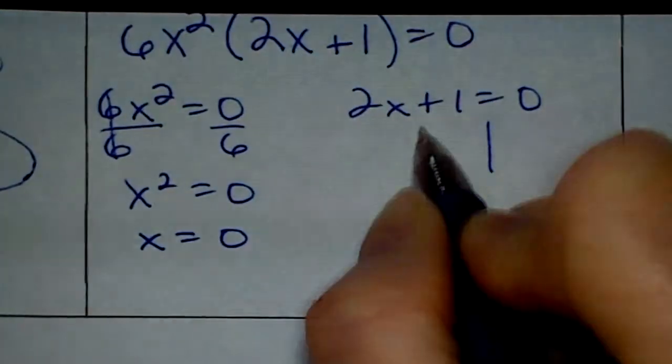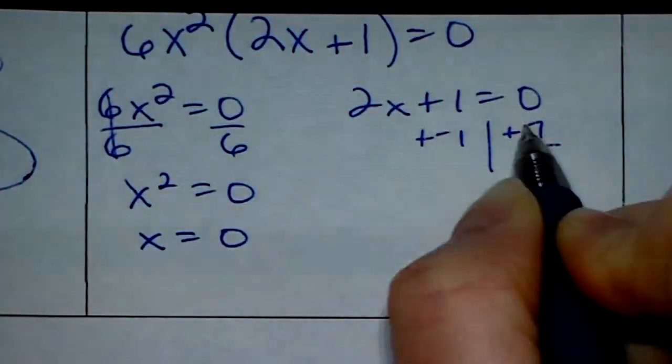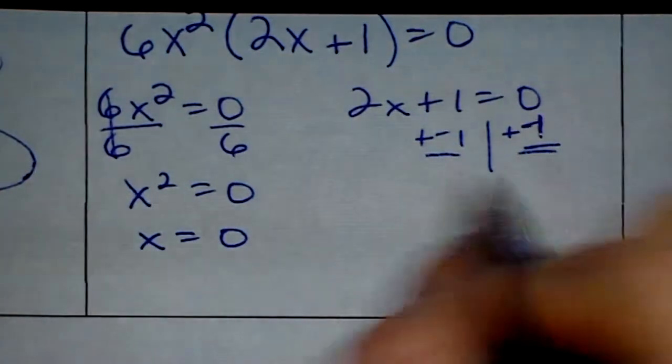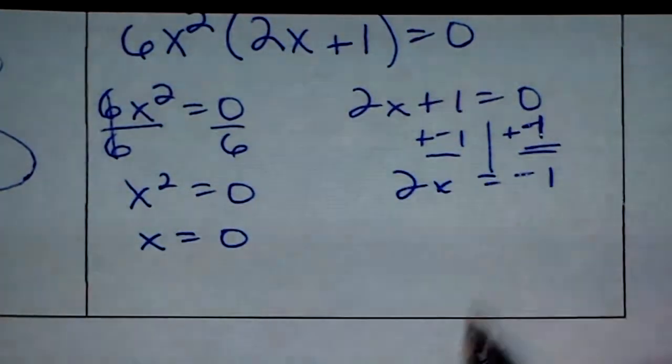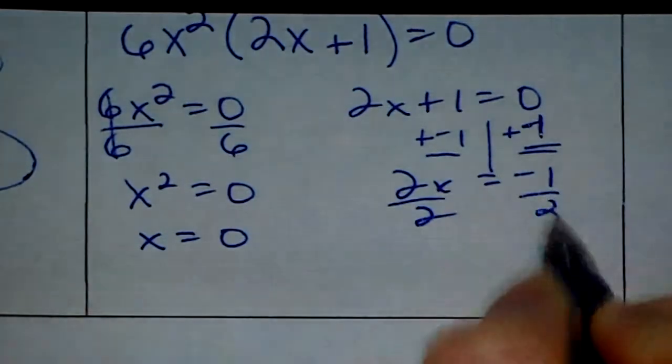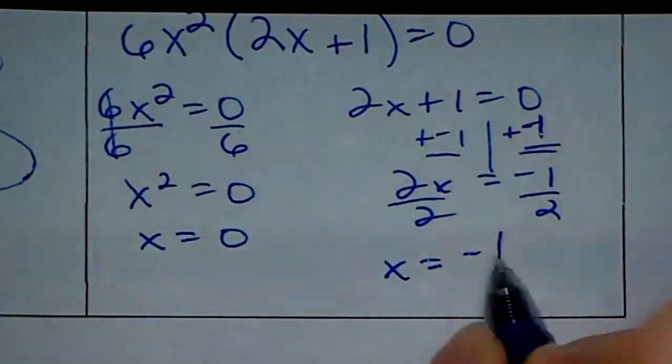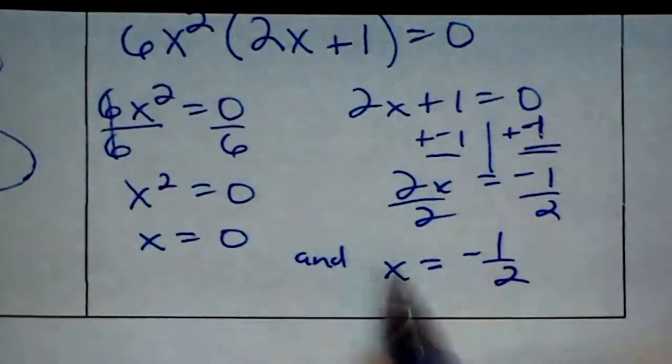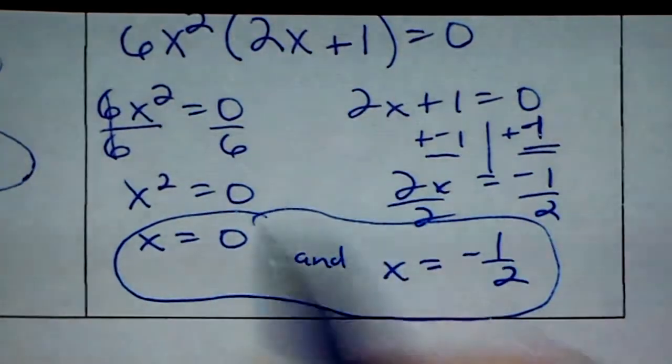This one, I'm going to add a negative 1 to each side. That looks like a 7, but it's not, I promise. And 2x would equal negative 1. Divide by 2, and x equals negative 1/2. And if you wanted to write negative 0.5, it would not be wrong because they have the same exact value.